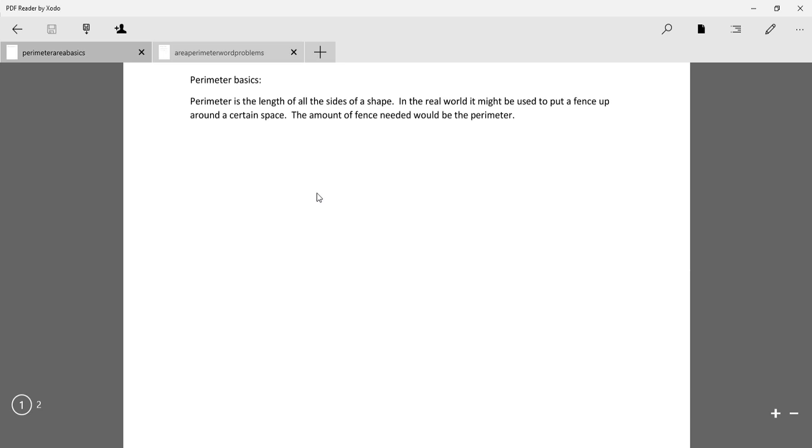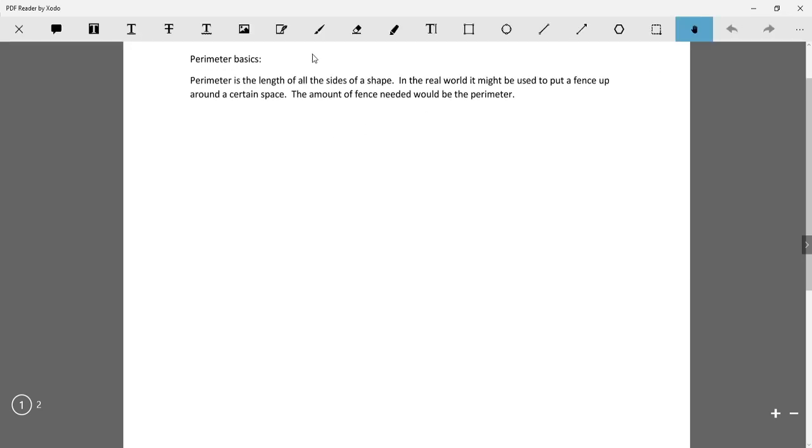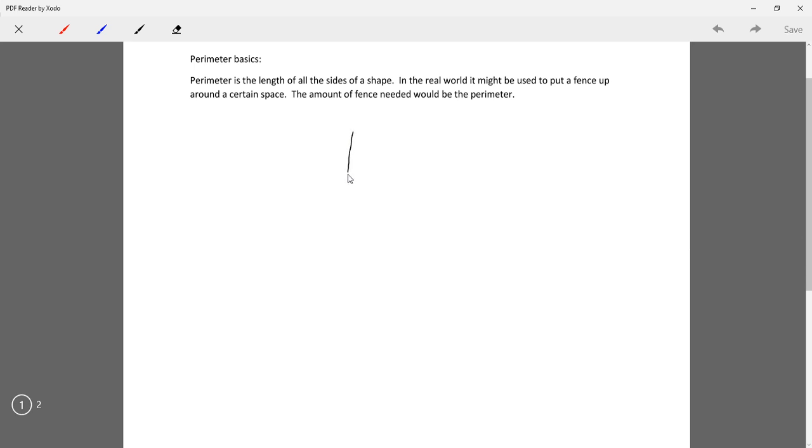Now, perimeter, as I said, you're basically just adding up the sides. So let's just talk about a rectangle here. Okay. And let's just say that this would be 6 feet. Okay, and this would be 3 feet.